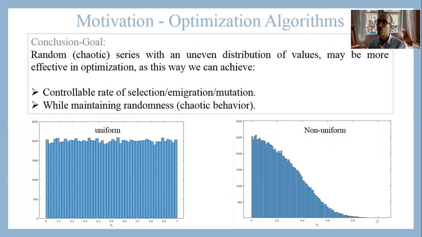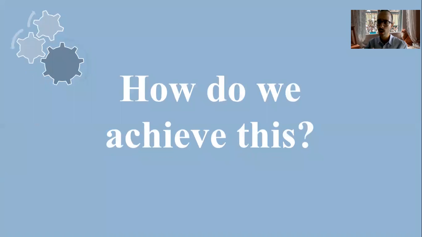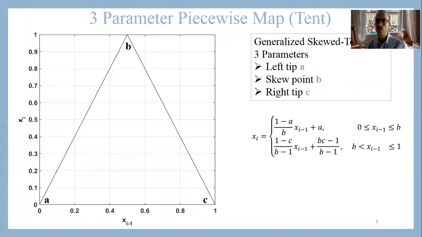So for example, whether we can go by choice from a uniform to a non-uniform distribution, and how much non-uniformity we can control. So how can we achieve this? Many ways. Initially, what we considered is a standard piecewise chaotic map, the well-known tent map, which we generalized using three parameters, A, B, and C.